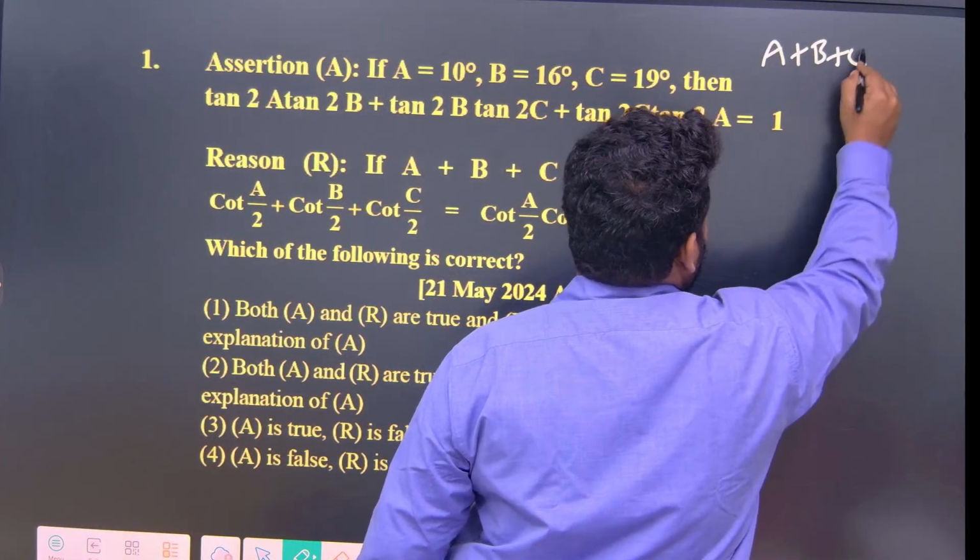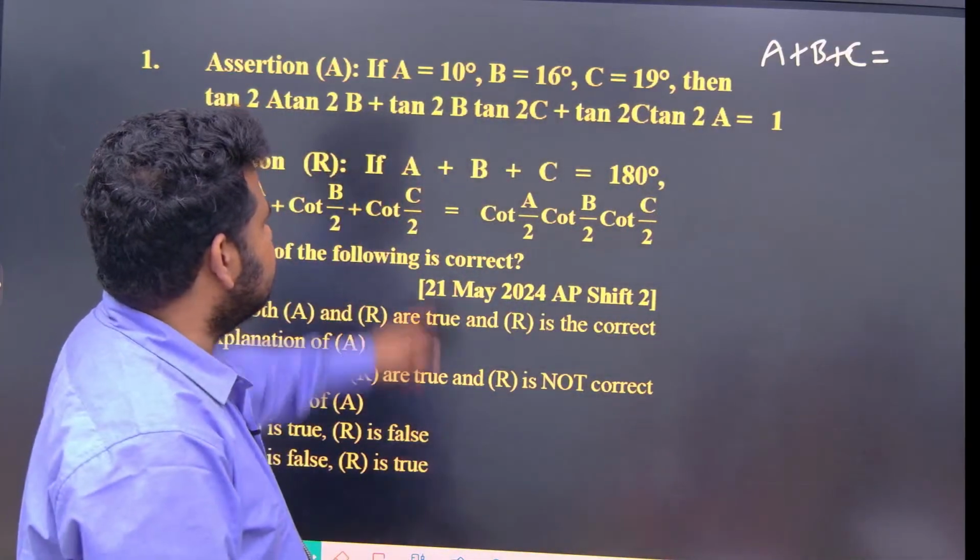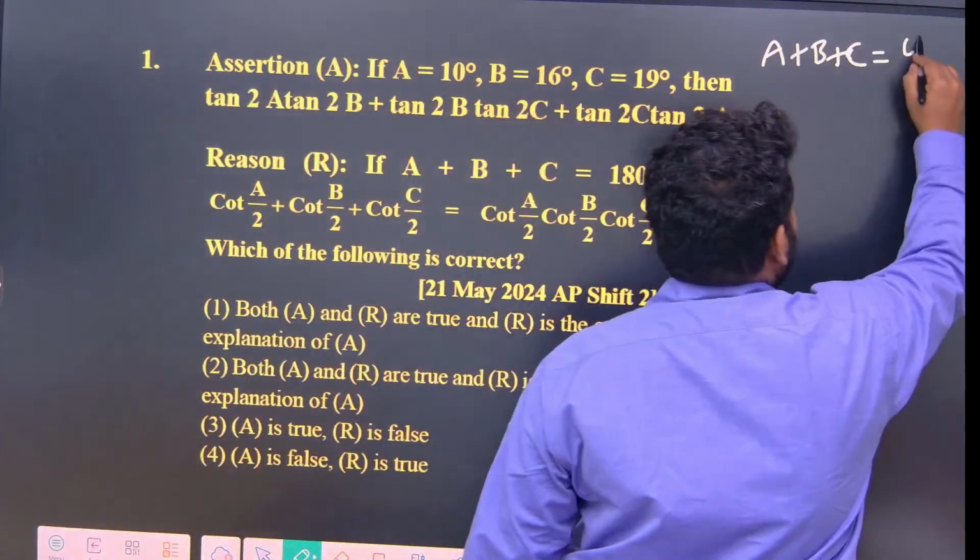We are solving the PYQ, okay. A plus B plus C. 19 plus 16 is what, friends? 35. 35 plus 10 is 45. A plus B plus C is 45.